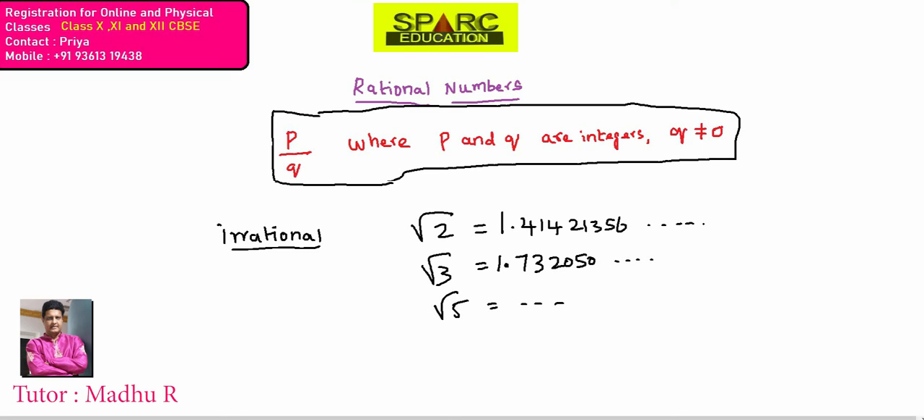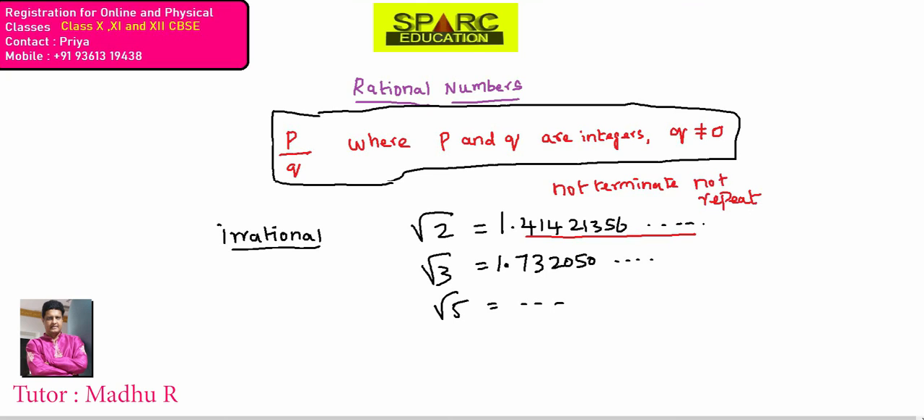These numbers are irrational because the decimal numbers do not stop. They do not terminate. Neither do they recur. There is no pattern. The digits are not repeating. So it doesn't recur, doesn't repeat. Then those numbers are called irrational numbers.